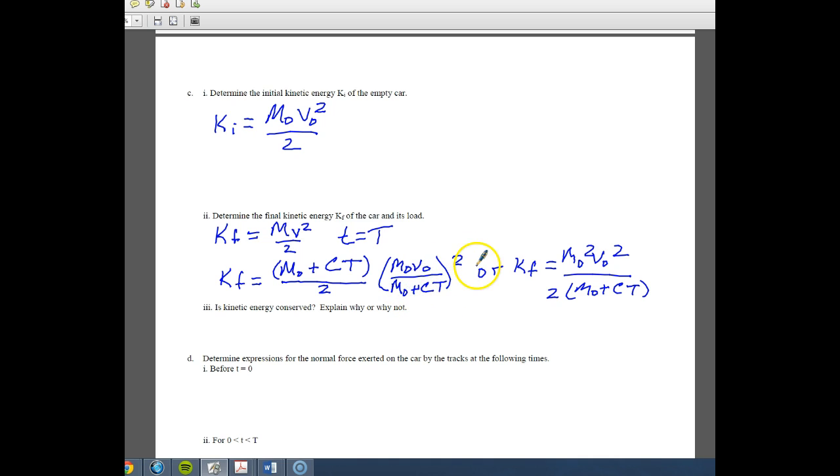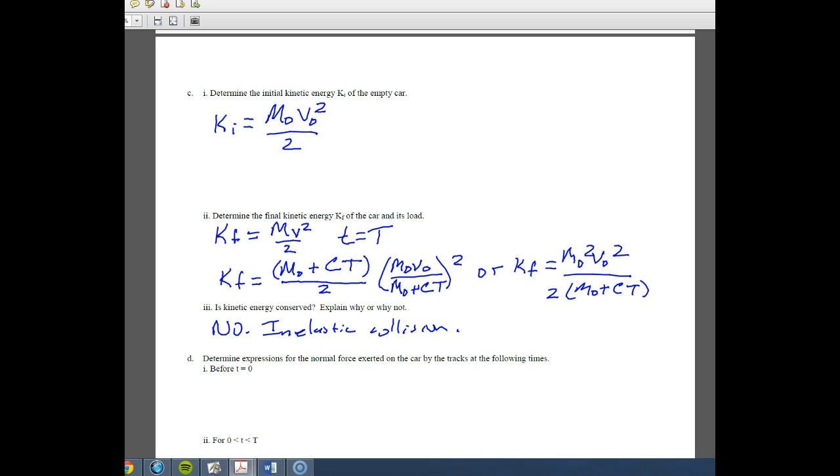The next part wants to know, is kinetic energy conserved? And then they want to know why or why not. Obviously, kinetic energy is not conserved in this. It is not conserved, and it's because this is an inelastic collision.